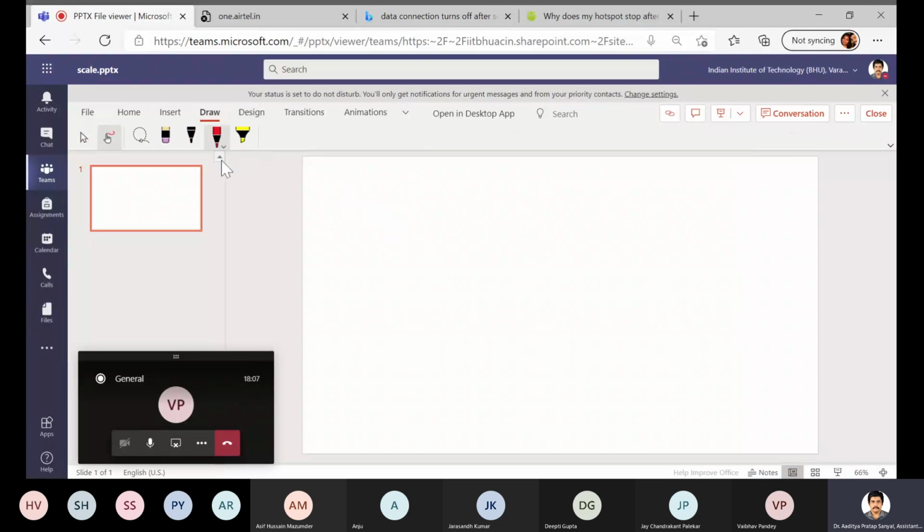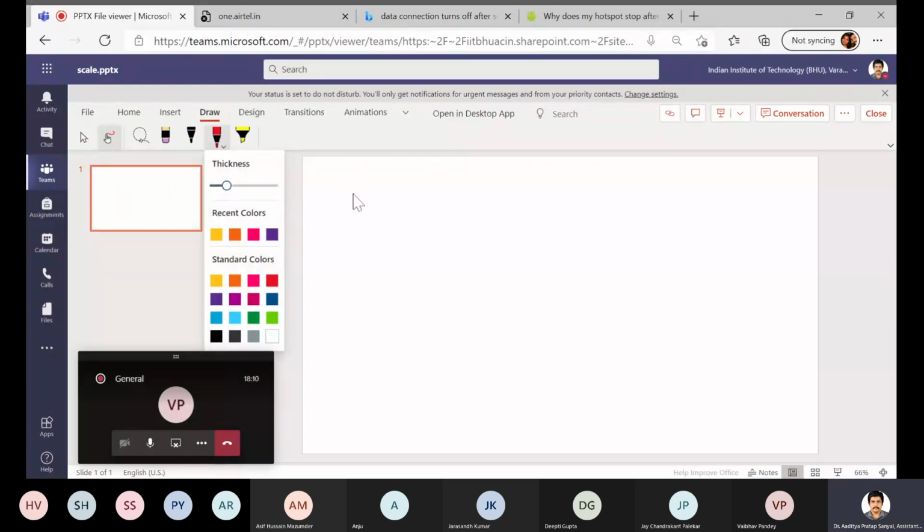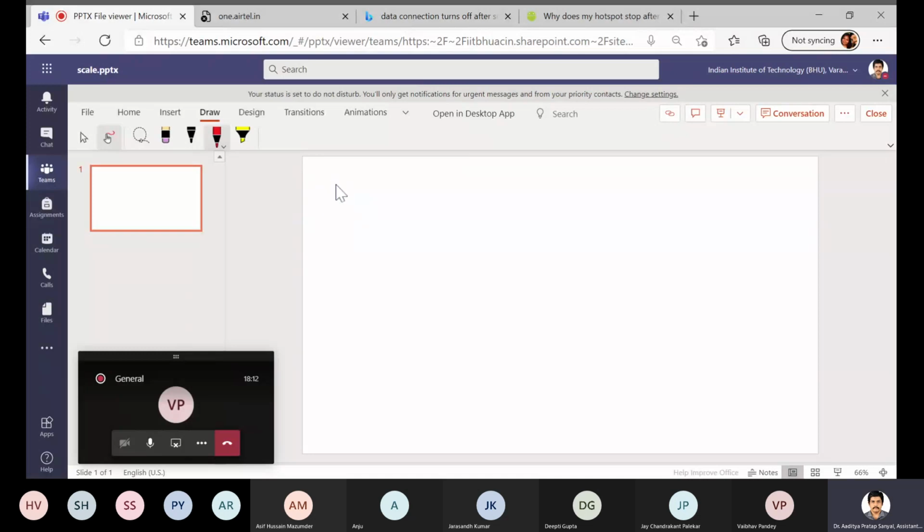What is scale? Basically, say 1:1. 1:1 means if this is 1 centimeter, this distance is 1 centimeter, I am representing on paper as 1 centimeter. Clear, all of you?